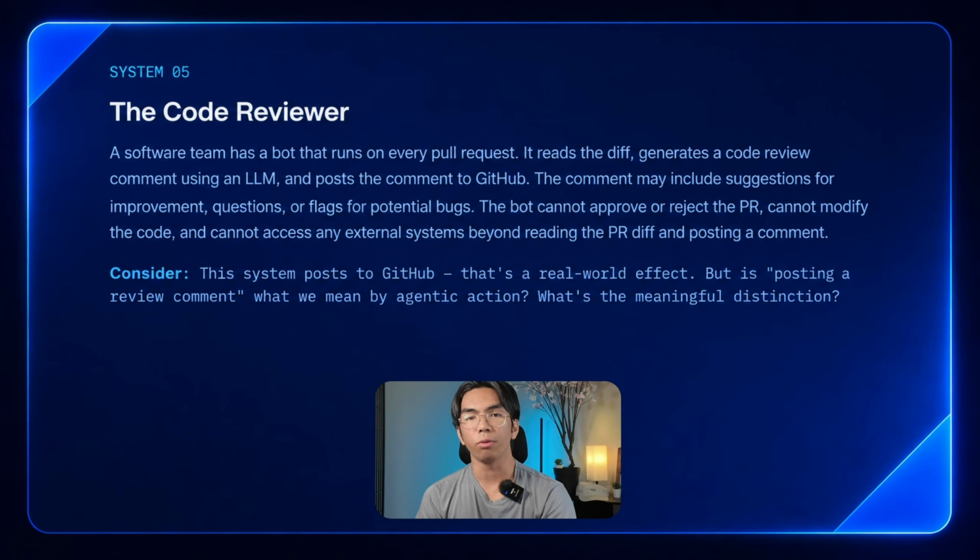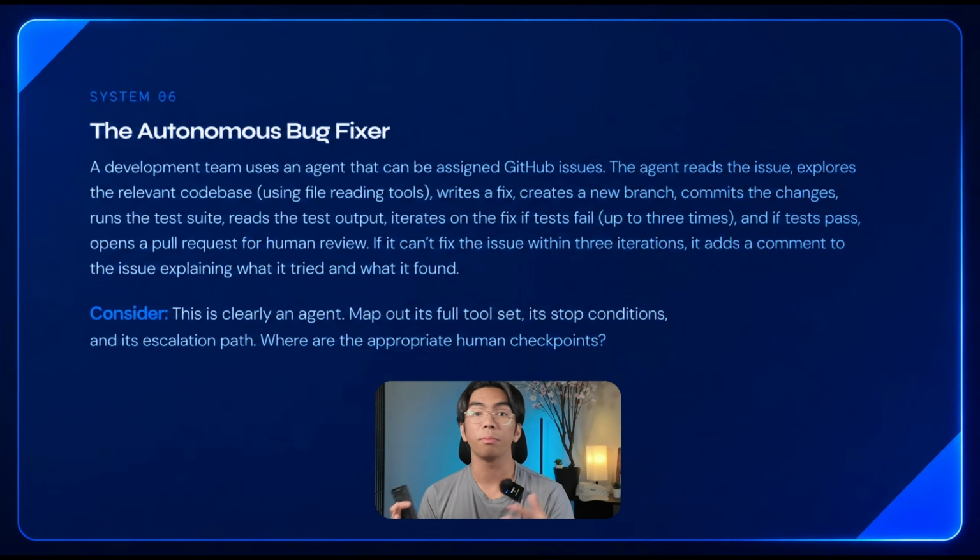System 5, the code reviewer. It reads a pull request. Now, it does post to GitHub. That's a real effect. But is posting a comment the kind of action we mean? What's the distinction? System 6, the autonomous bug fixer. It takes a GitHub issue, explores the code, writes a fix, runs the tests, and iterates up to 3 more times. It opens a PR or explains why it couldn't. This one's clearly an agent. Your job is to map its full tool set, its stop conditions, and its escalation path.